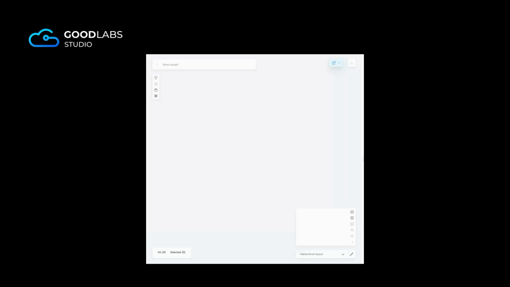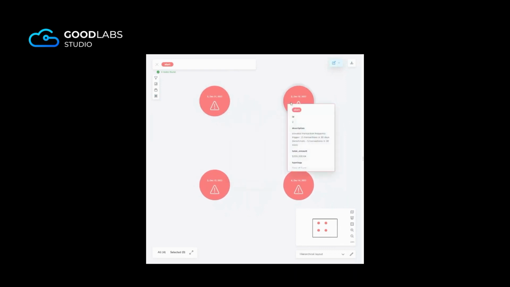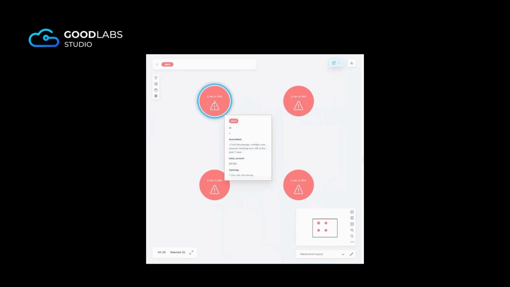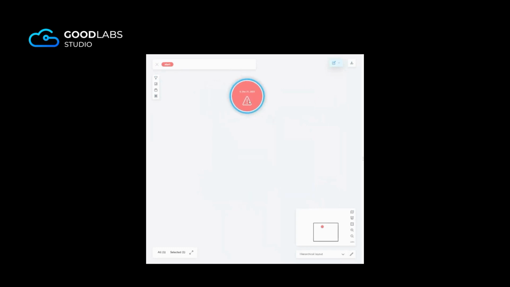The AML analyst will start off looking at the assigned alert. Let's take a look at what alerts we have. As we can see, there are 4 alerts in the system. Let's say the analyst has been assigned to work on ID 1. Let's remove the other alerts to focus on this one.